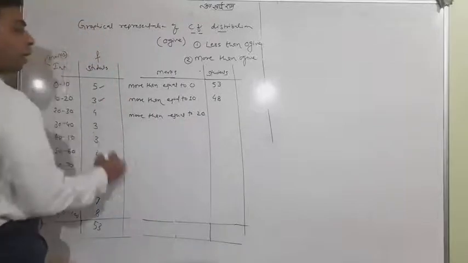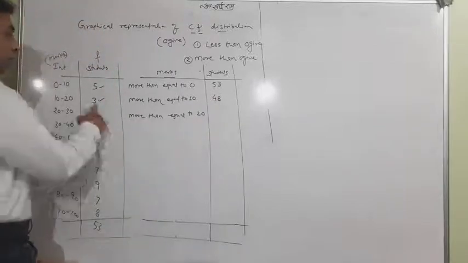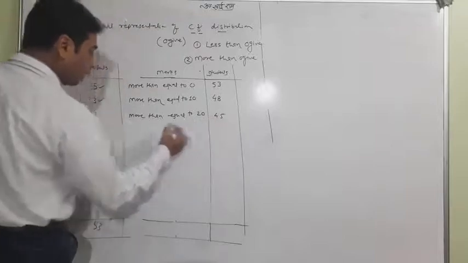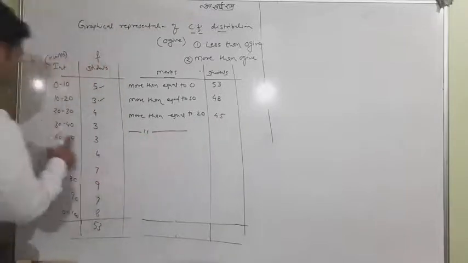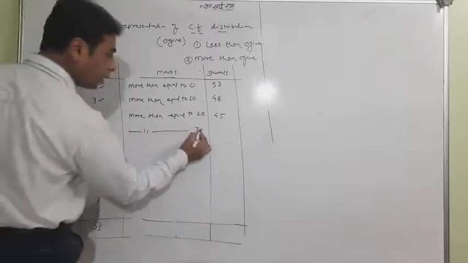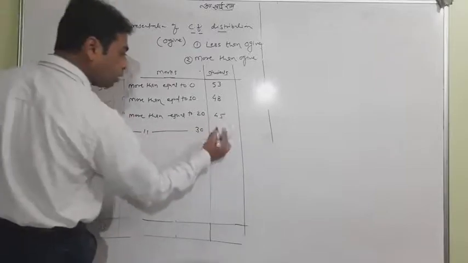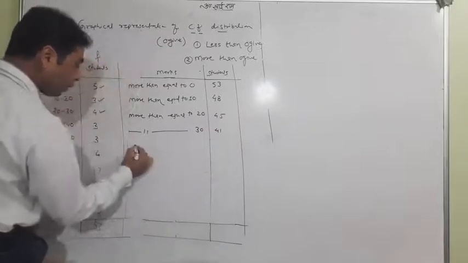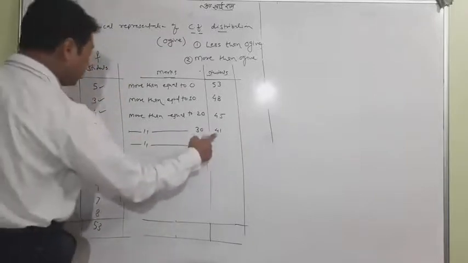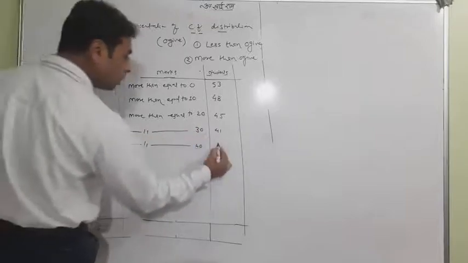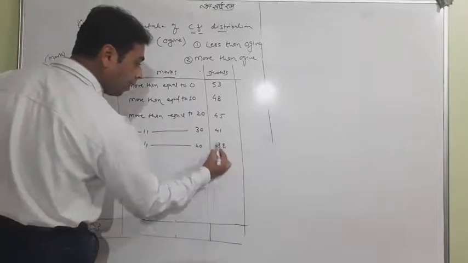Definitely, I'll subtract now 3 from 48, so this is going to be 45. Now I've done it. More than or equal to 30, I'll subtract 4 from this. It is 41. Now I'll go with more than 40. So I'll subtract again 3 from this, and it is 38.